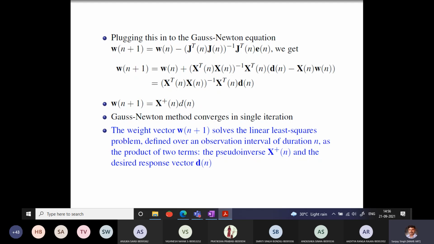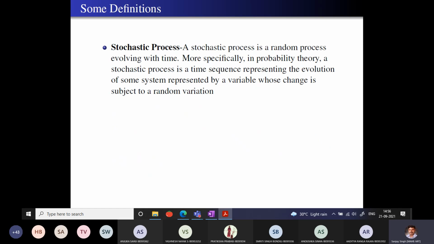Now we are venturing more into an area where stochastic things become very prominent. So some definitions I have created for you. These definitions will come in quite handy, and I re-emphasize them, even though you are aware of them, just to refresh your memory. So first one is stochastic process. What do you mean by stochastic process? Simply put, a stochastic process is a random process evolving with time.